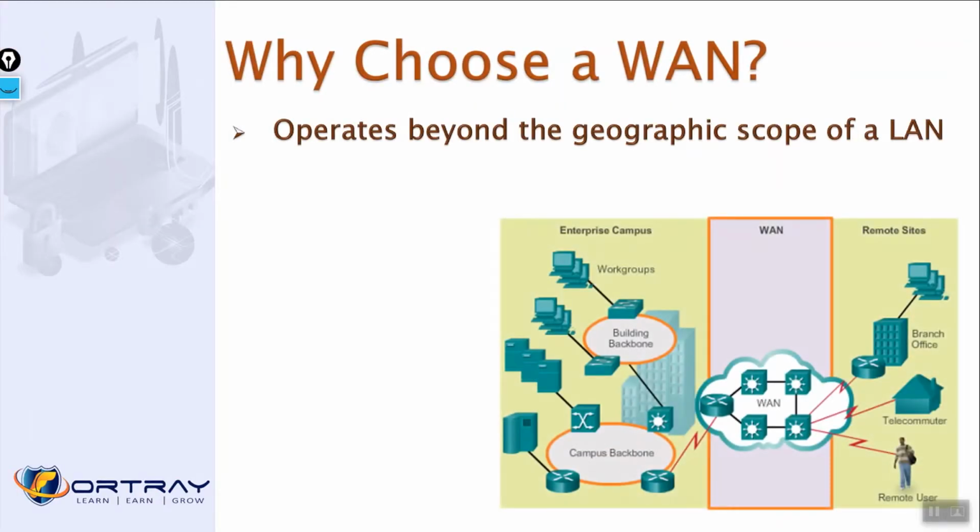So, what is the basic purpose of the WAN actually? Why choose a WAN? It operates beyond the geographical scope of the LAN. So basically, there are two LANs, as you can see. The remote worker, telecommuter, and branch offices have the router. They are connecting to the WAN, for example, the BT network.